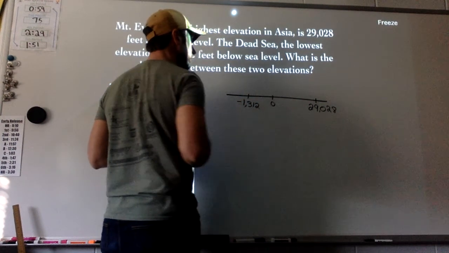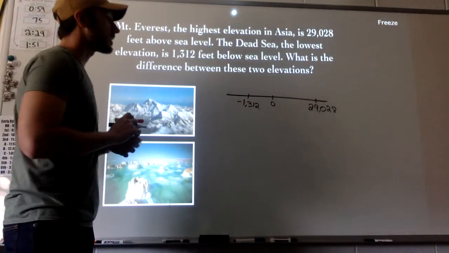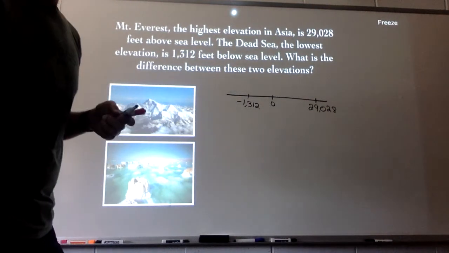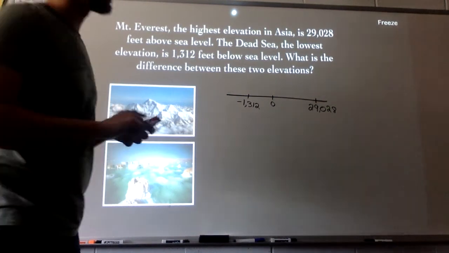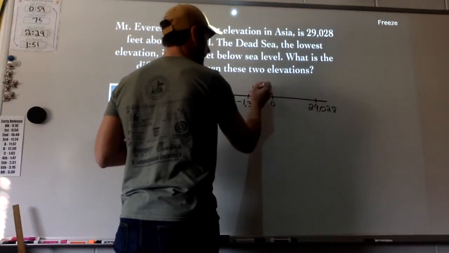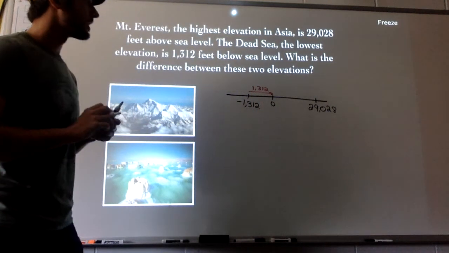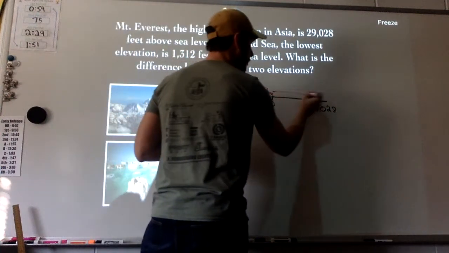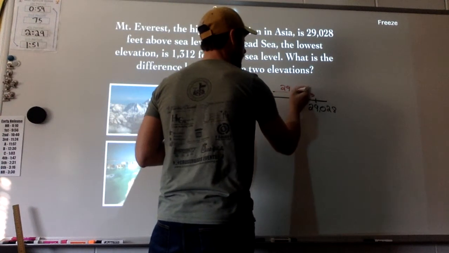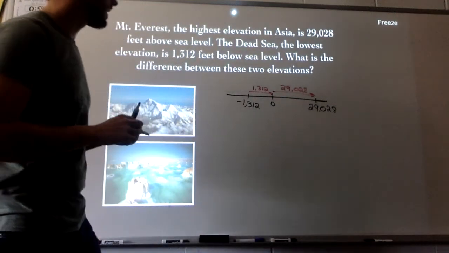So I kind of imagine myself, if I'm at the bottom of the Dead Sea and I want to get to the top of the cliff in Mount Everest, how high would I have to climb? In order to do that, I would have to start at 1,312 and climb up 1,312 feet just to get to my 0 to get back to sea level. Once I'm at sea level, I would then have to climb 29,028 feet more to get back to the top of the cliff of Mount Everest.